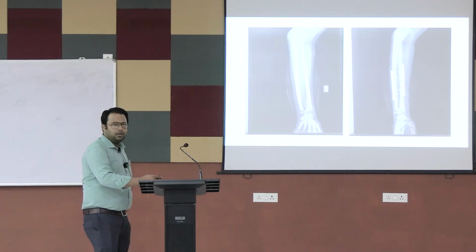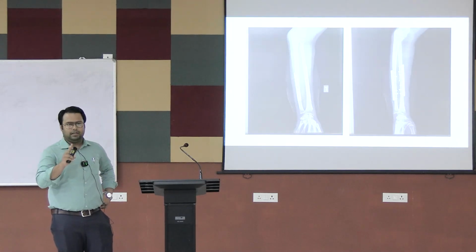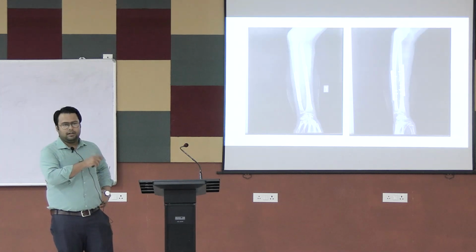So I think we have done the topic of fracture union, right? So you know that there are two main types: primary and secondary callus formation. So since it's a rigid fixation, what kind of callus will be forming over here?